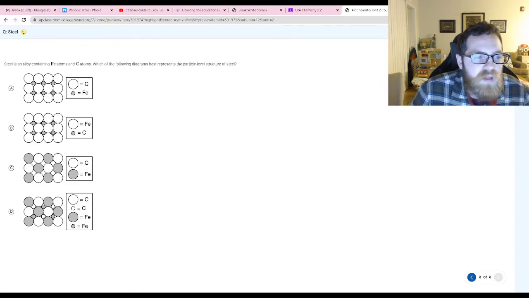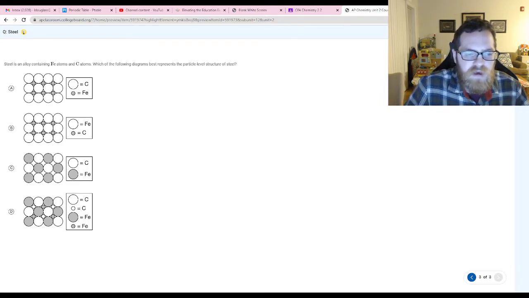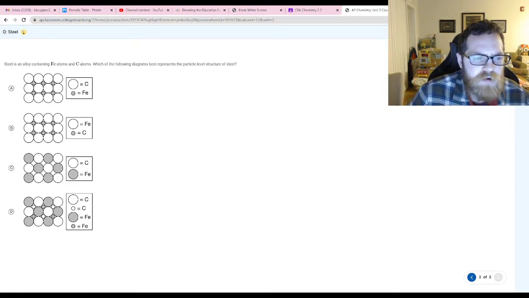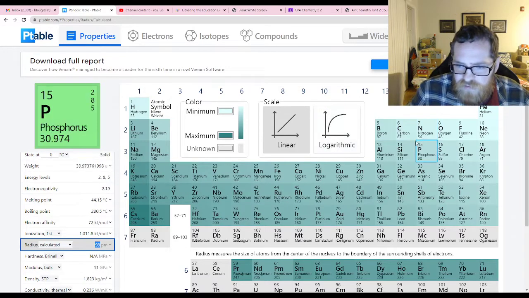All right, our last one here. Steel is an alloy containing iron and carbon atoms. Which of the following diagrams best represents the particle level structure of steel? You don't need to know the exact size of iron and carbon to know that iron is going to be significantly bigger. It is several places down on the periodic table. We have carbon here, we have iron all the way here.